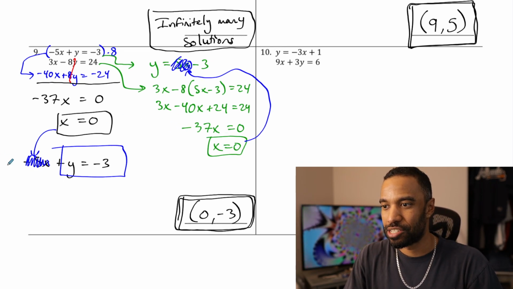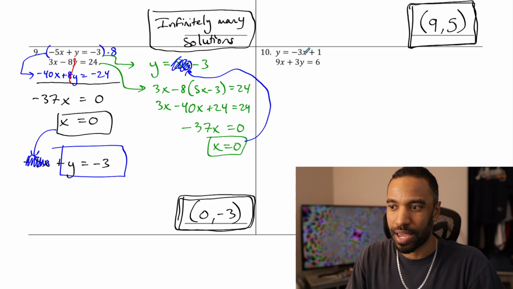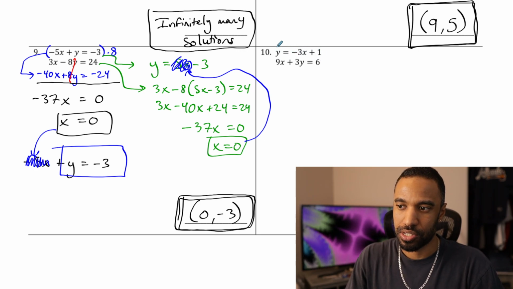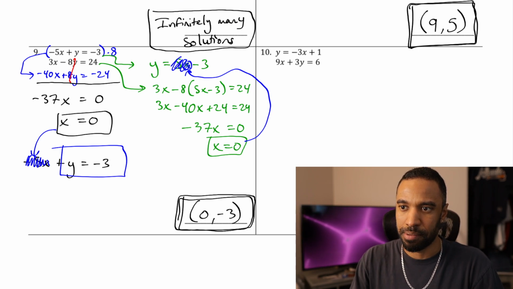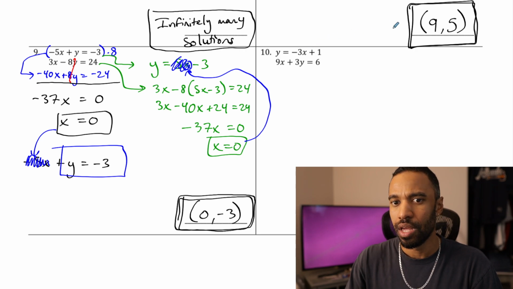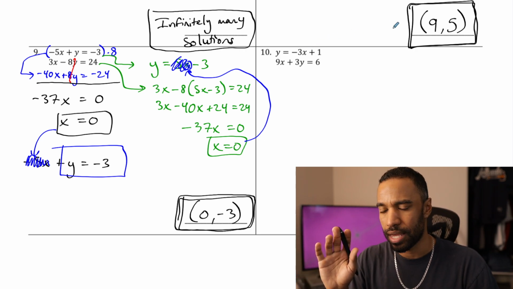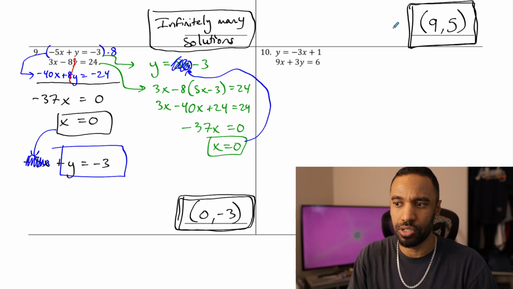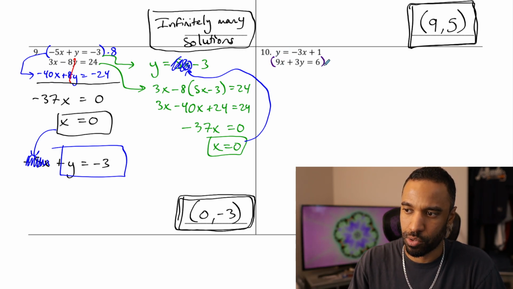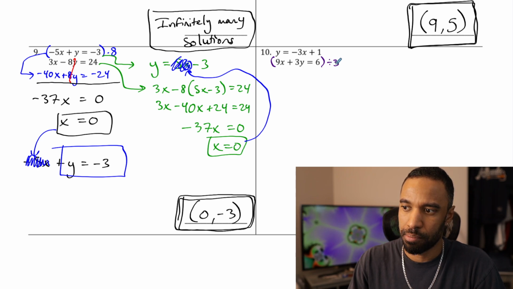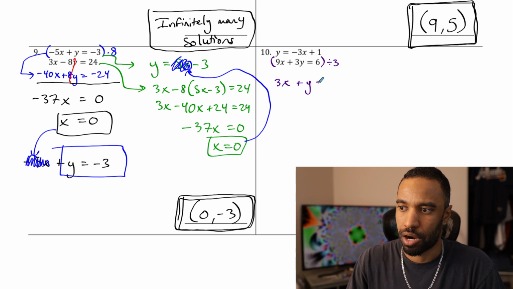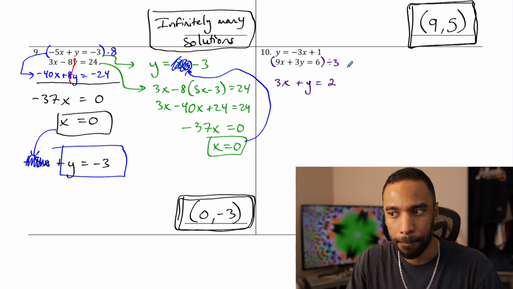All right, number 10, solve algebraically y equals negative 3x plus 1 and 9x plus 3y equals 6. Again, because a variable's already by itself, I think it probably just makes more sense to substitute. Let me show you something else here that could really help you, though. Most people wouldn't do this, but I could divide everything in this equation here by 3. And the reason I'm bringing that up is because sometimes smaller numbers are just better to work with.